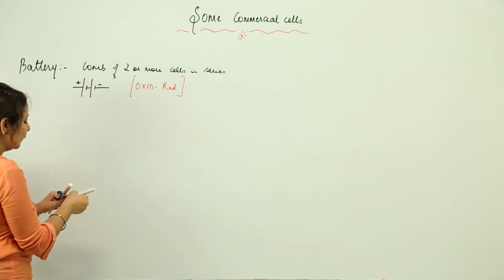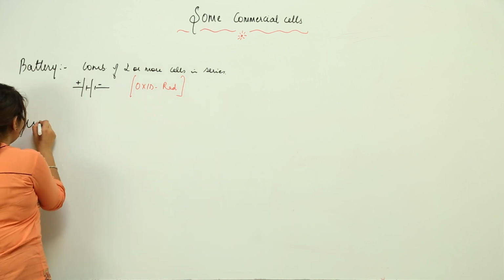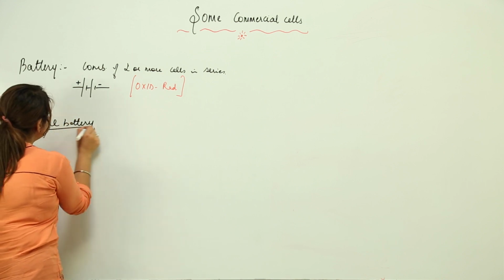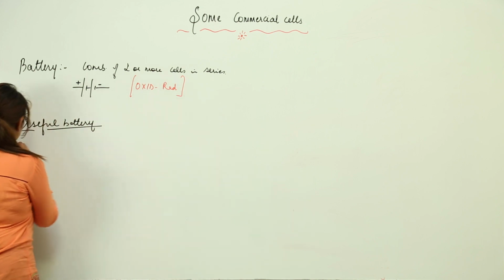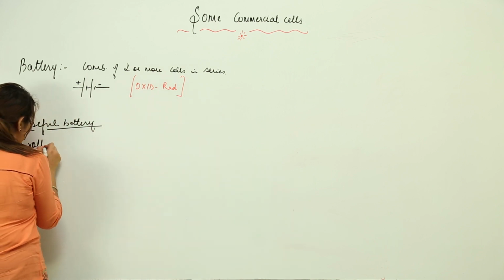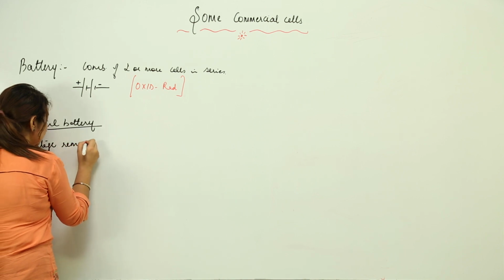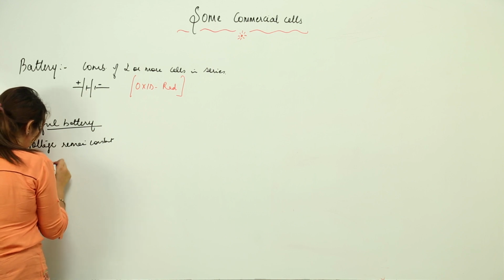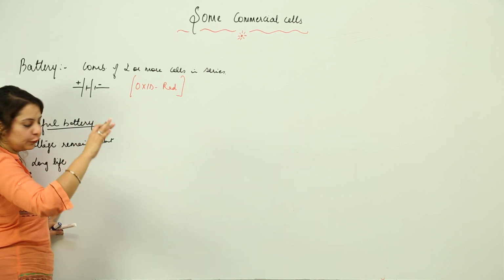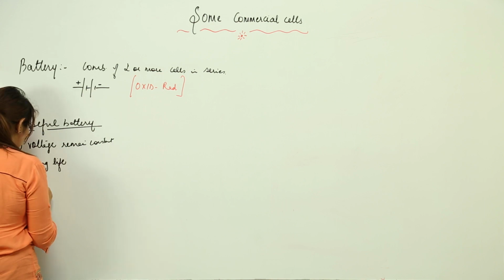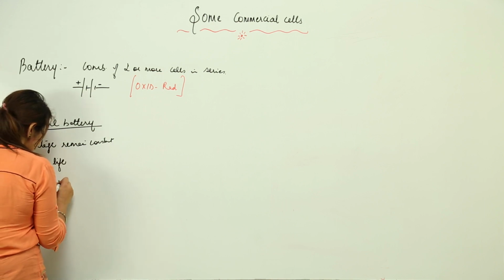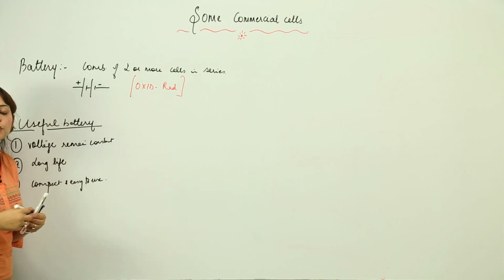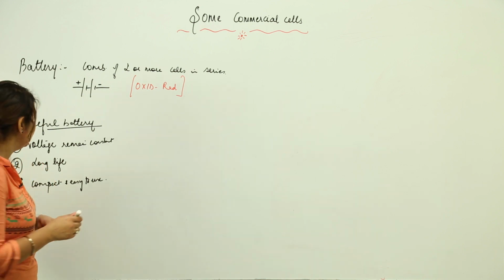Now, which battery is called a useful battery? You have many batteries, but which one will be called useful? The one whose voltage remains constant, meaning it can work on the same voltage. Second, it should have a long life, that means it should work for a longer time period, and it should be compact and easy to use. These are the features which make any battery a useful battery.